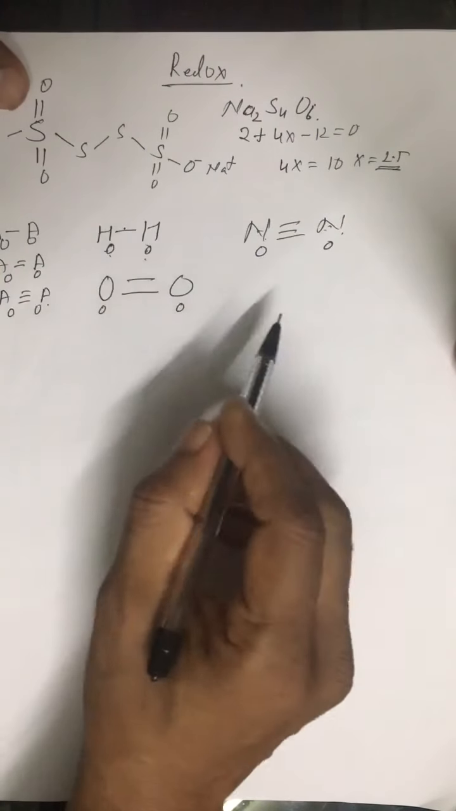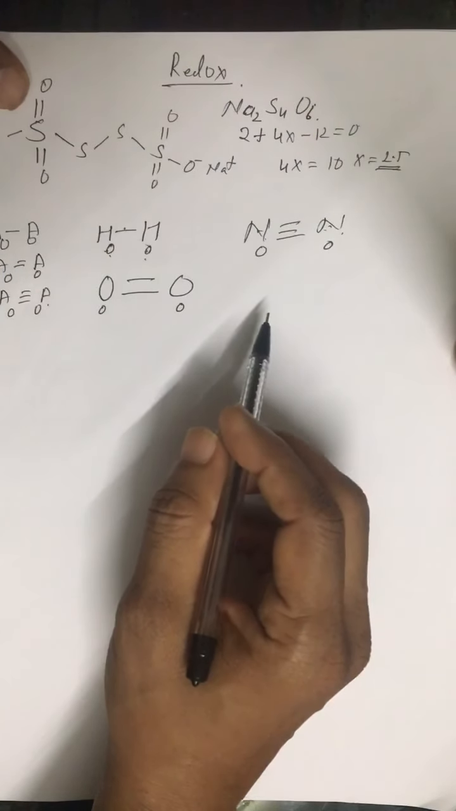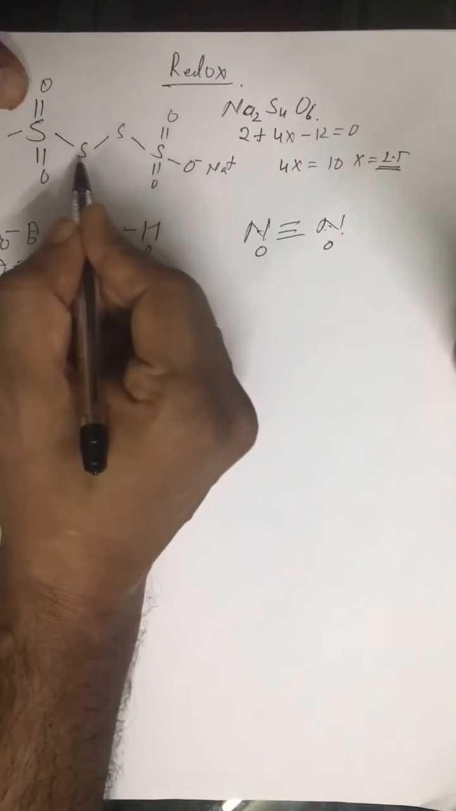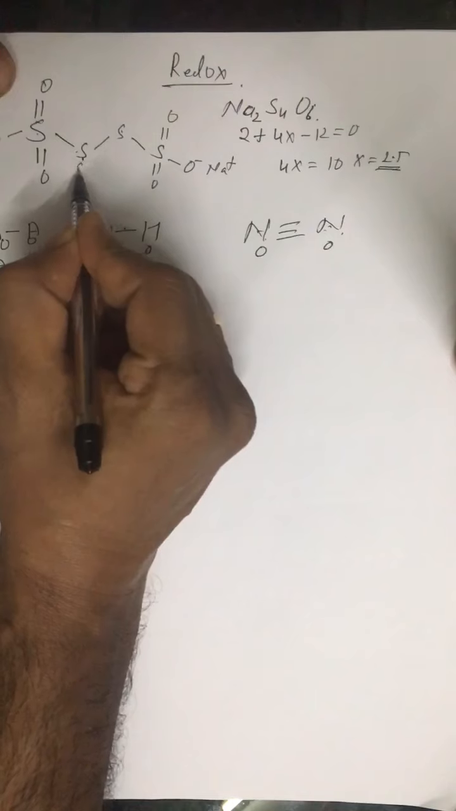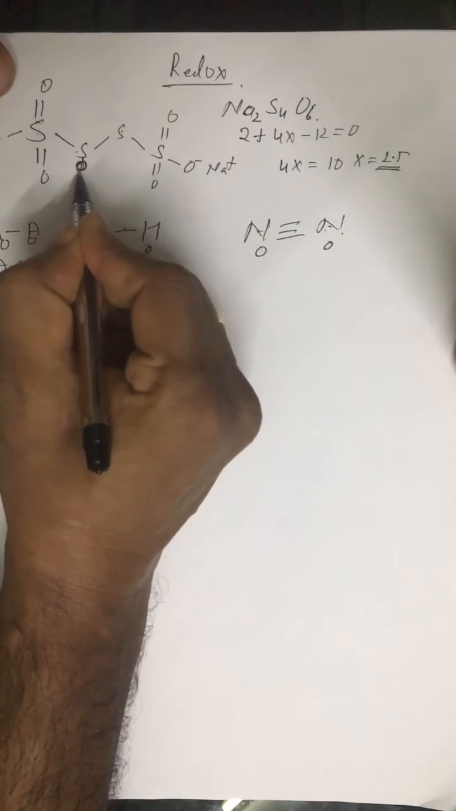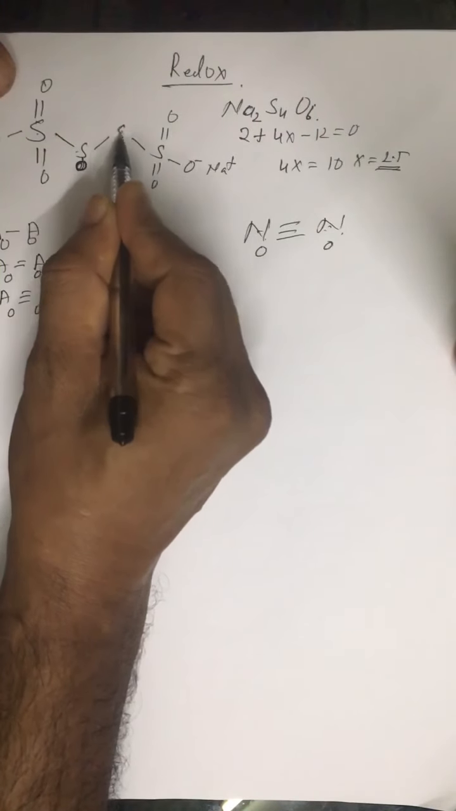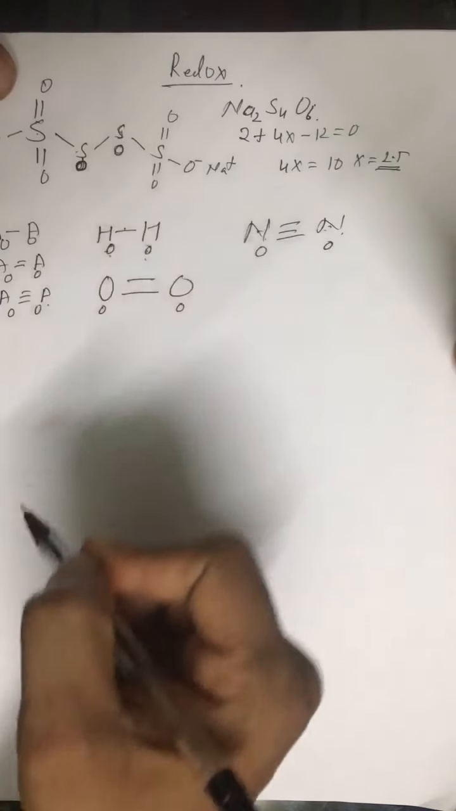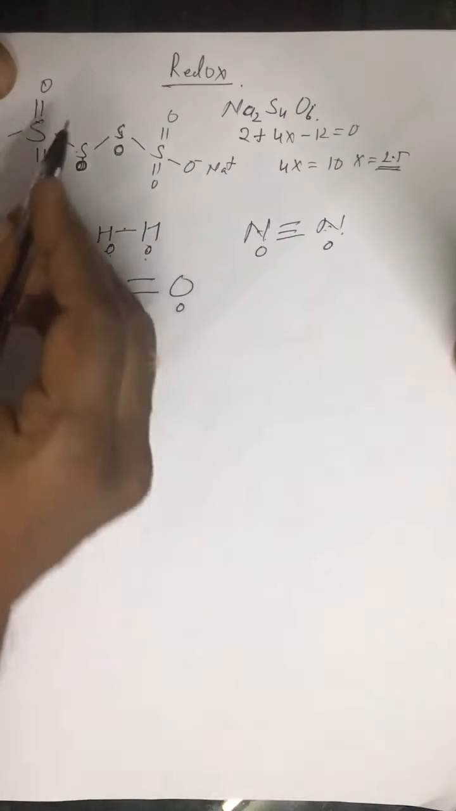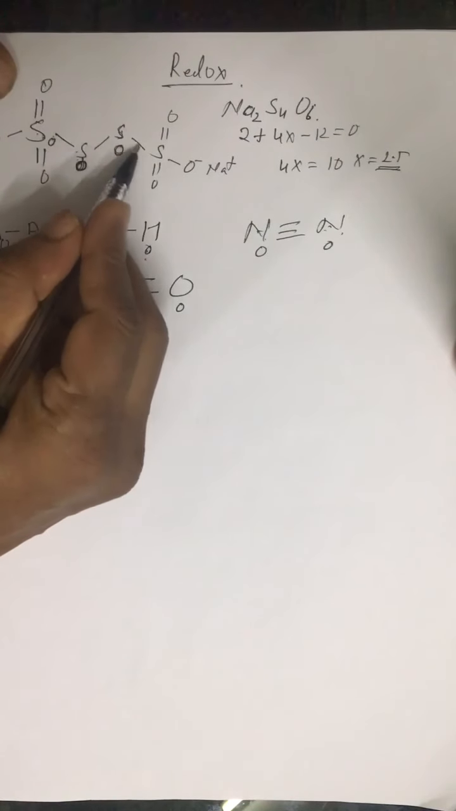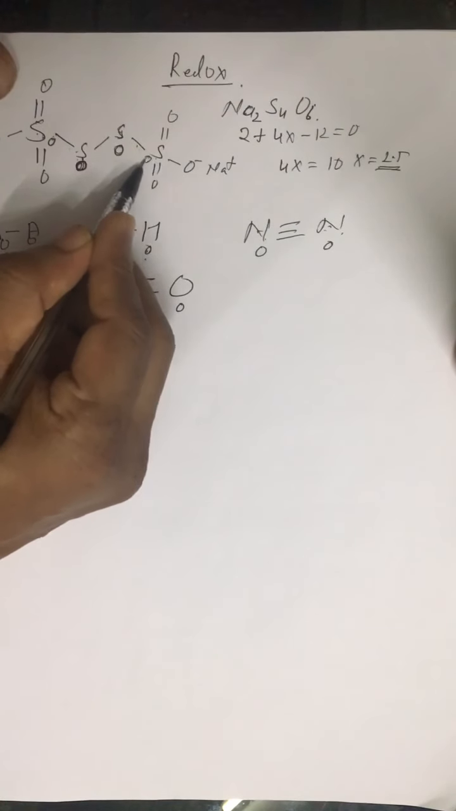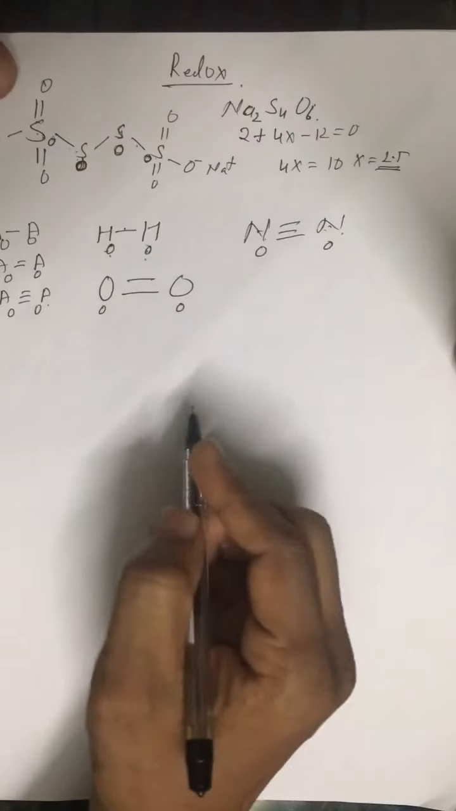Very simple. If two similar atoms are bonded, like here the sulfur is bonded to sulfur, due to this bond, this sulfur is awarded zero oxidation state and this one is awarded zero. Due to this bond, this sulfur is also awarded zero. For this bond, this sulfur is awarded zero oxidation state.